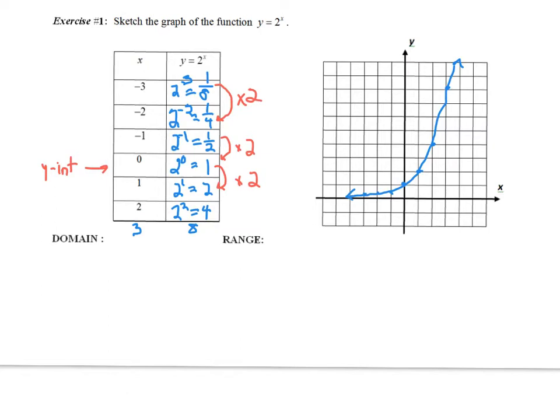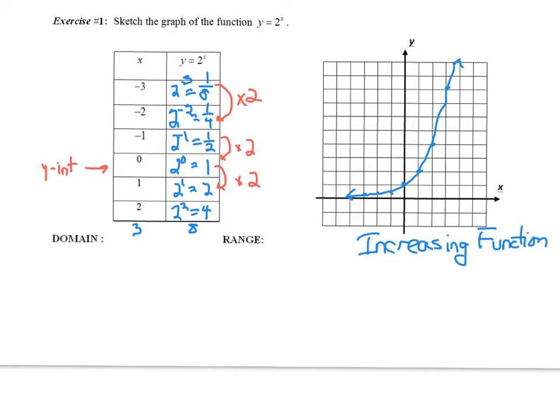I'm even going to write that down. This is an increasing function, because I see that as the x's get bigger, the y gets bigger and bigger. I can also see that the graph of it goes uphill.